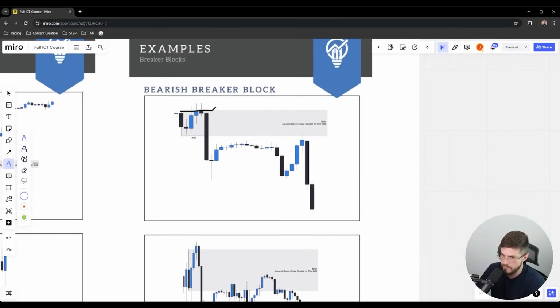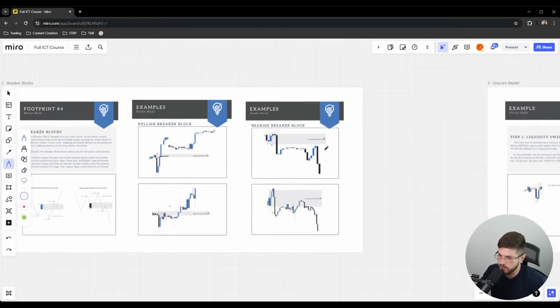Just like right here, we have manipulation and then what? Displacement. So manipulation plus displacement, you can look for breakers, you can look for fair value gaps, and you can look for any other things that you're looking for in price. But it has to be in context, okay? That's the most important thing I want to teach you guys.